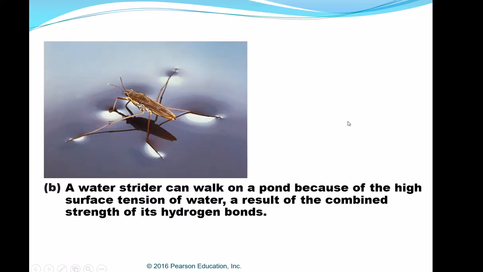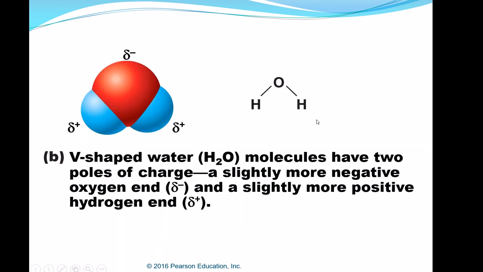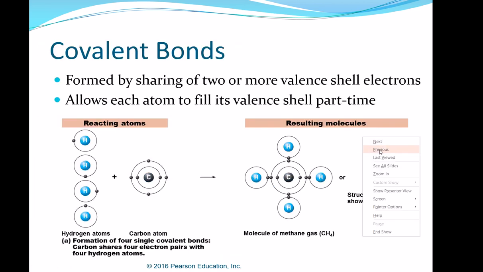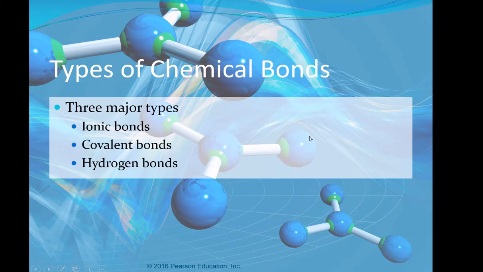Before we end this one, let's go and talk about the stability of our different types of chemical bonds. As the video mentioned, the hydrogen bonds are the weakest of the chemical bonds because they're not considered a true bond. If we were to compare ionic bonds and covalent bonds, covalent bonds are more stable than ionic bonds.